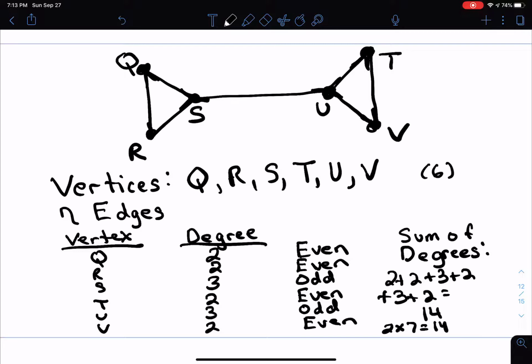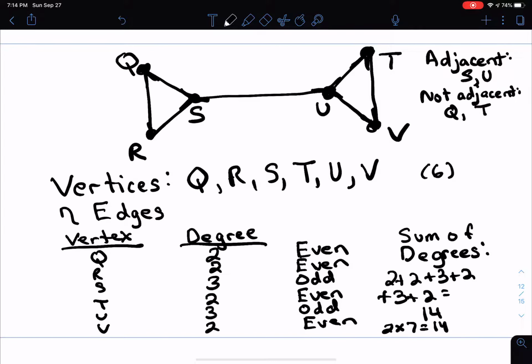Some examples of adjacent vertices include Q and R. They have an edge connecting them. S and U, so maybe you could say S and U are adjacent because they have an edge connecting them. But not adjacent would be Q and T, because Q and T have a lot more in between them than just one edge.